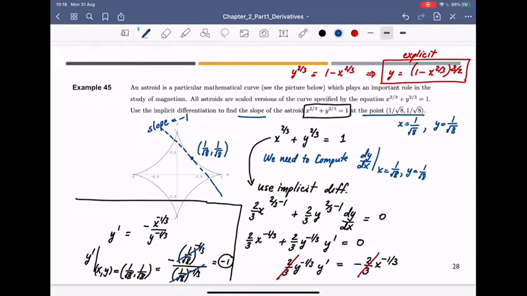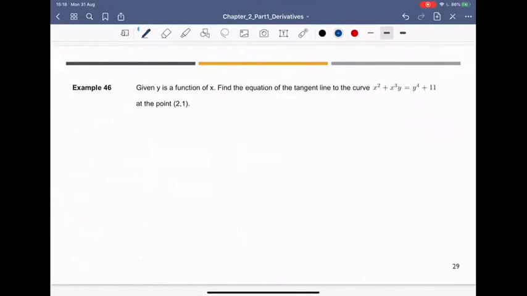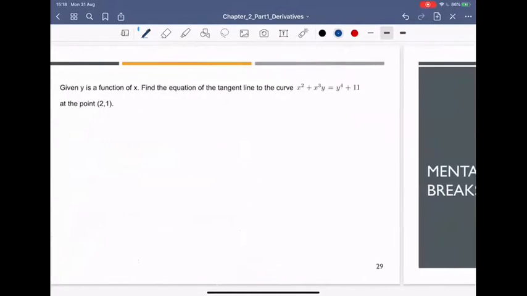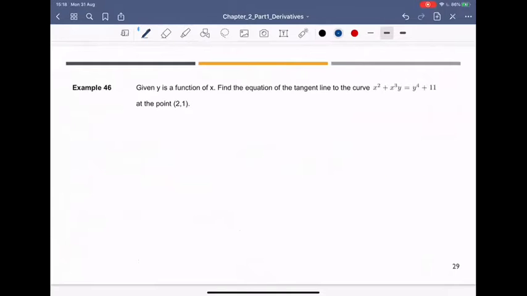All right, buddy, let's do one more. All right, so example 46, which is the last one for these slides, and then we're going to move to the next one. Well, we have to download the next one after. All right, so let's look at example 46.